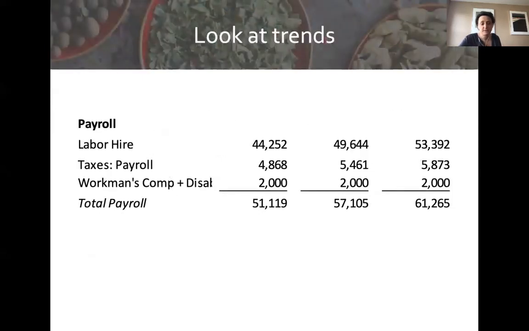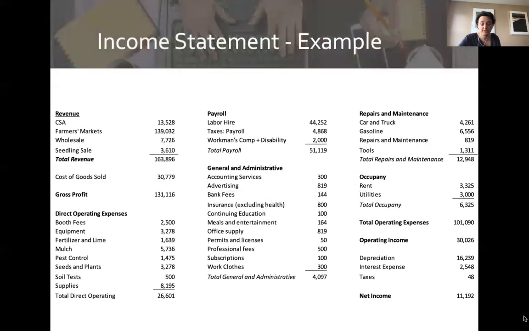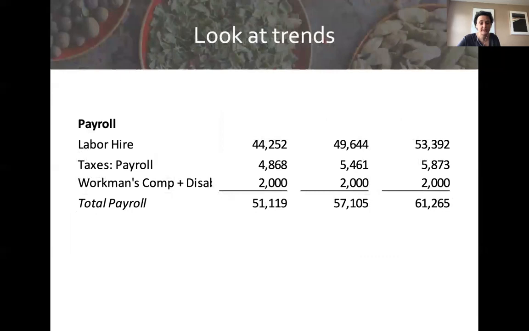Now, when we look at our income statement, we want to look at trends. We want to look at, how did we do this year? We can see, oh, look, we had a net profit of $11,000. Great. This is where we spent our money. But it's also helpful to ask, we spent $51,000 on payroll, but what did we spend the previous year? And what is that trend? So here we can see a trend, and we see the trend is going up.